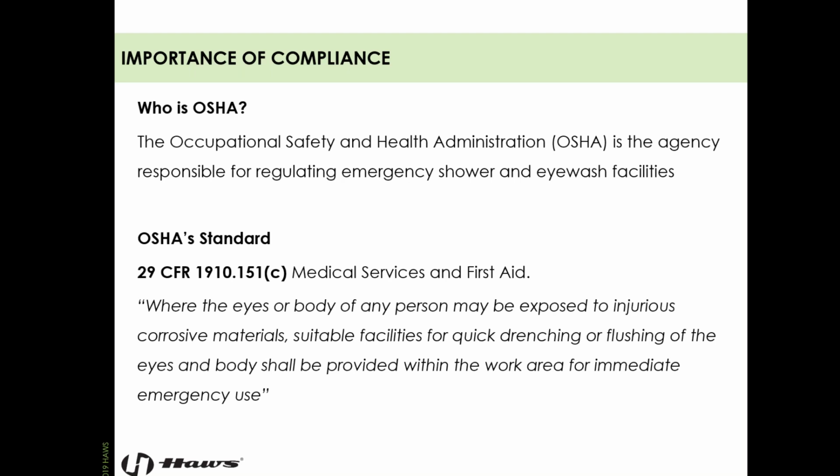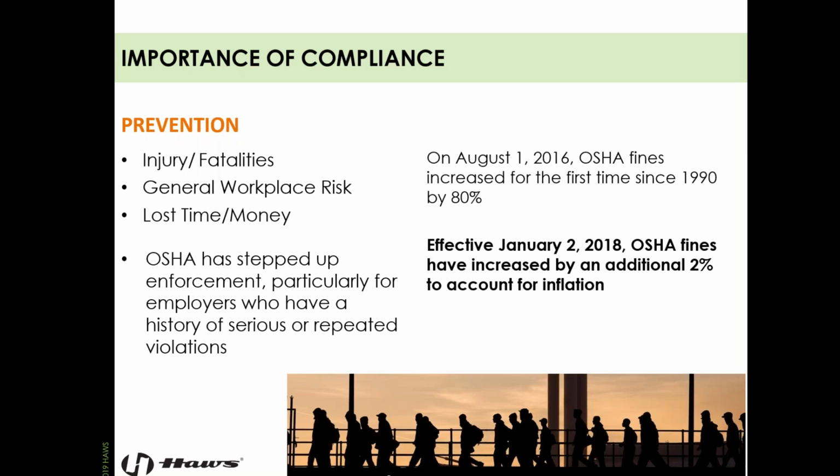And this doesn't give us a lot of information. This tells us that we have to have emergency equipment, that if there are injurious corrosive materials, we have to have suitable facilities, but it doesn't tell us what suitable facilities are, how they have to function, where they need to go, etc. And that's where the ISEA and ANSI standard comes in.